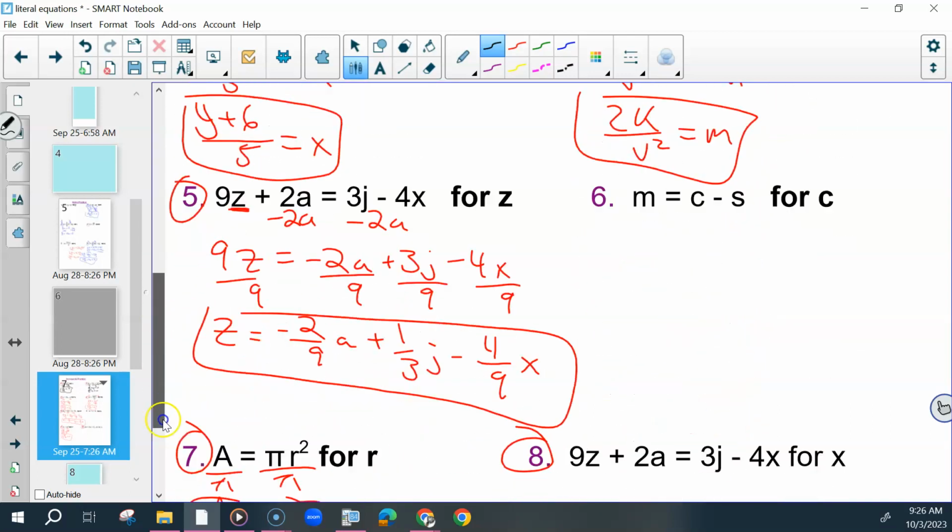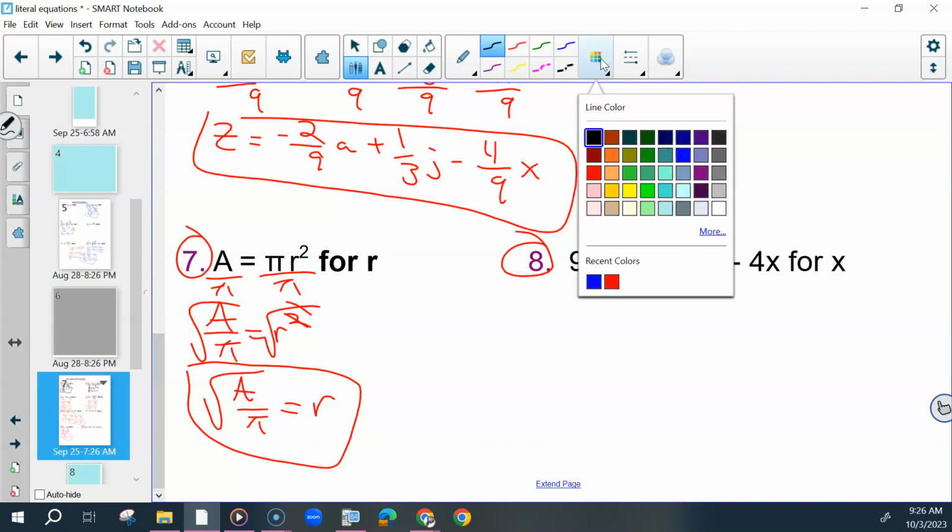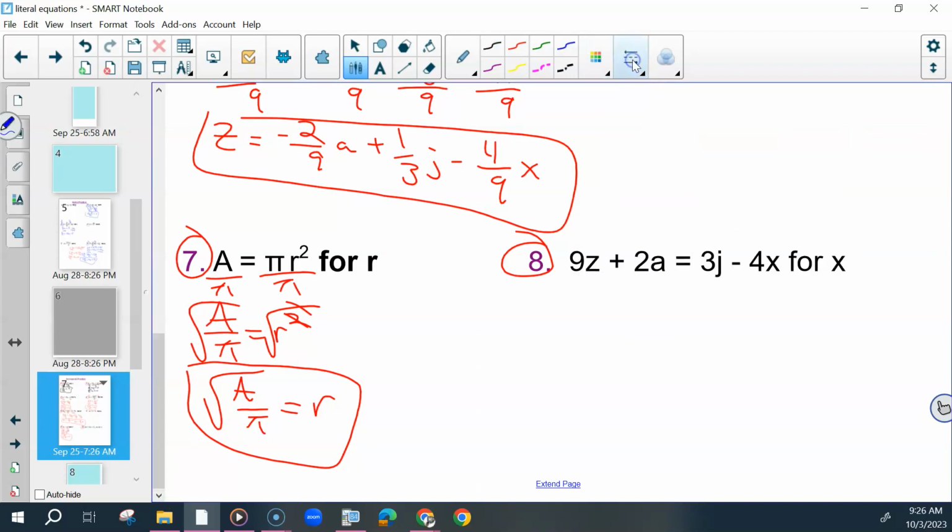Anyone want to come do number 8? So for the most part, that one was just like number 5, except when you started to solve things, you ended up with a negative. So we're solving for x, we could get rid of the 3j by moving it over. Whether you rearrange this or not is up to you. I'm going to rearrange it just because.